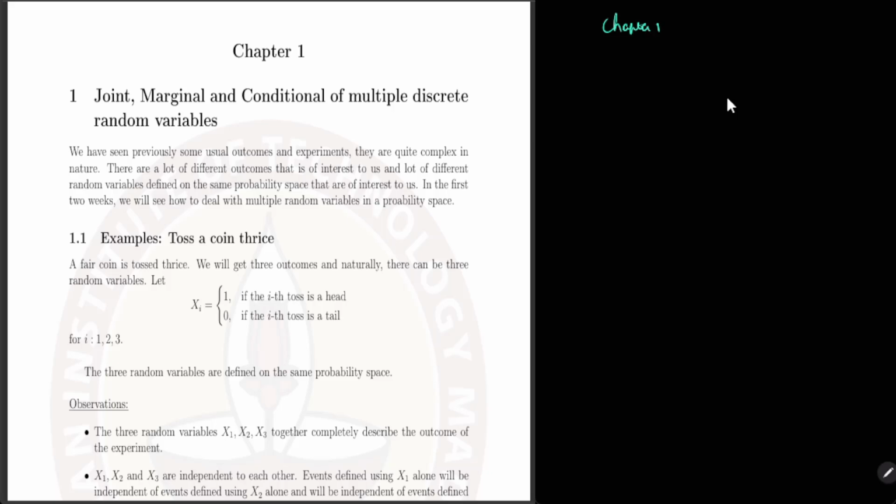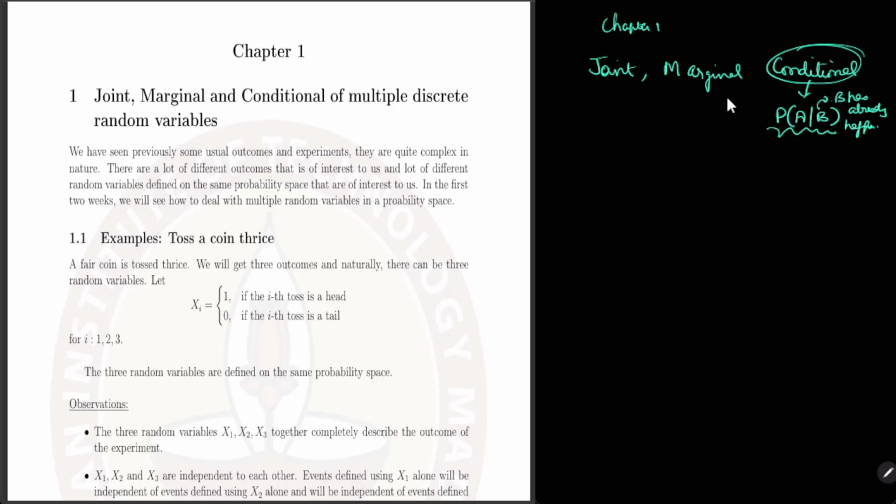Now we have joint, marginal and conditional of multiple discrete random variables. Here, from our previous courses we know what is joint, I don't know what is marginal, we somewhat know what is conditional. Conditional is like probability of A given B. This is the condition that B has already happened. Okay.